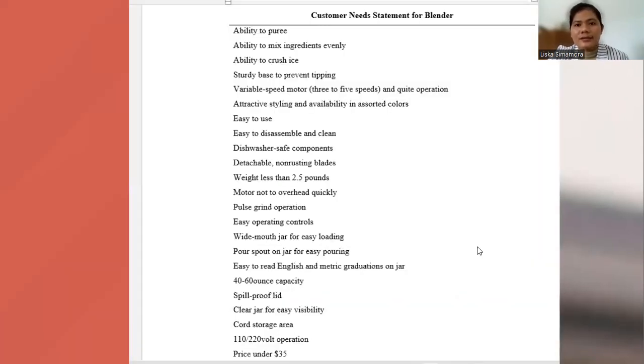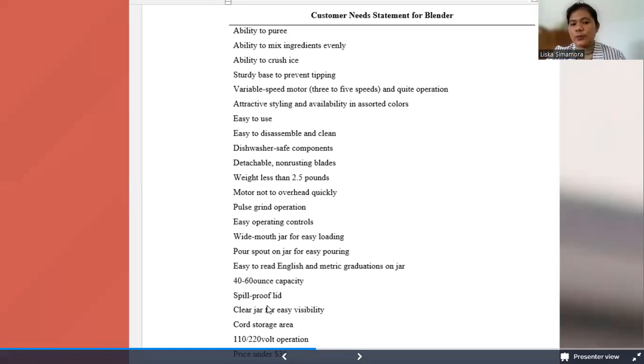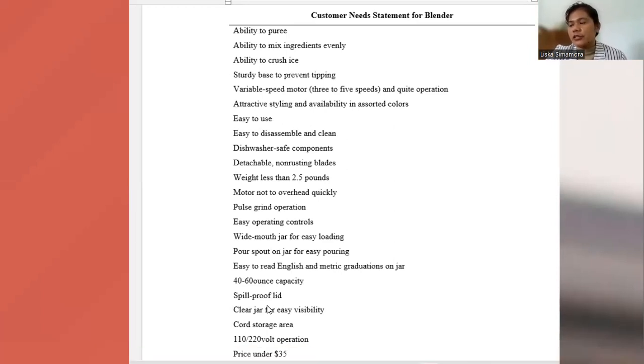And then there is another statement of customers for another product. So different products have different statements, right? Of course, because of different functionality. You can see this and compare it to your product. Maybe for your product, food and beverage, you can list the customer needs. You get them through the first, the second, the third, the fourth time you sell your product.